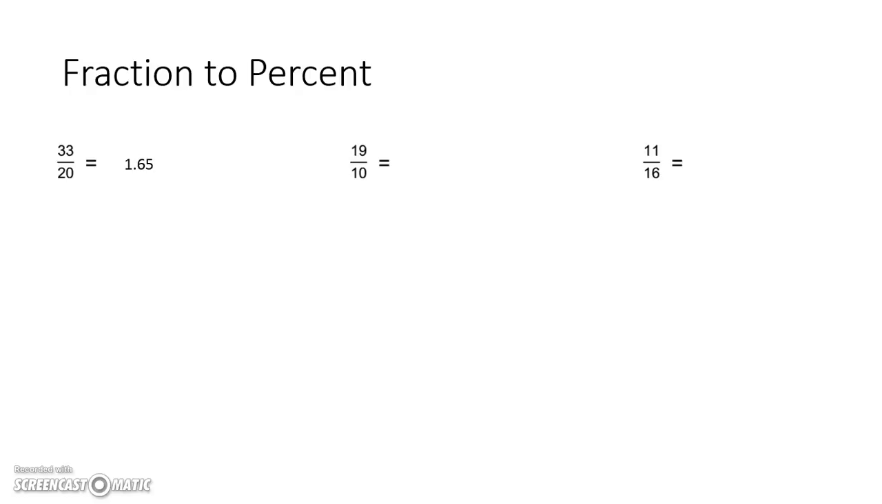Or if you turned it into a decimal first and did 33 divided by 20, you would get 1 65 hundredths. Then you would turn that decimal into a percent. And now we're going from D to P. So we're going to go to the right 2 places to get 165%. Go ahead and try 19 tenths.